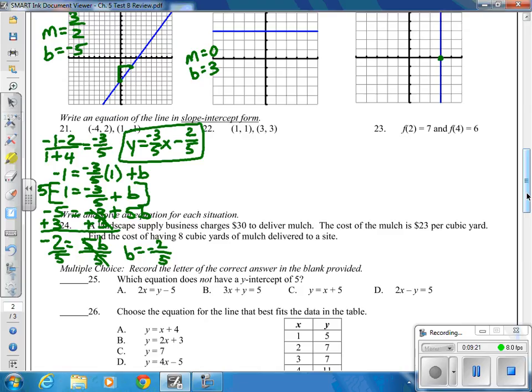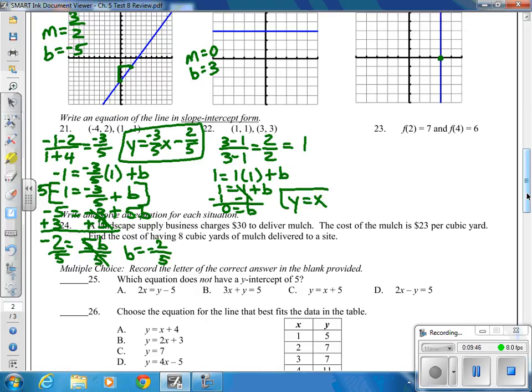For number 22, I'm going to do the slope formula again. So this will be 3 minus 1 over 3 minus 1. 3 minus 1 is 2, so 2 over 2 gives you a slope of 1. Right, then again, find the b. I'm going to use 1, 1. So 1 equals 1 times 1 plus b. This makes me have 1 equals 1 plus b. Subtract your 1, and you get 0 equals b. You do not need to write the 0 when you write your equation. This equation is just y equals x.